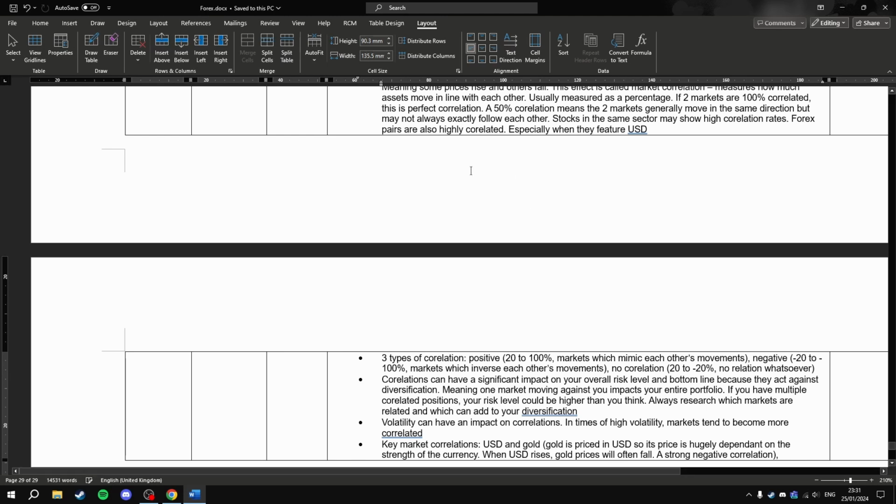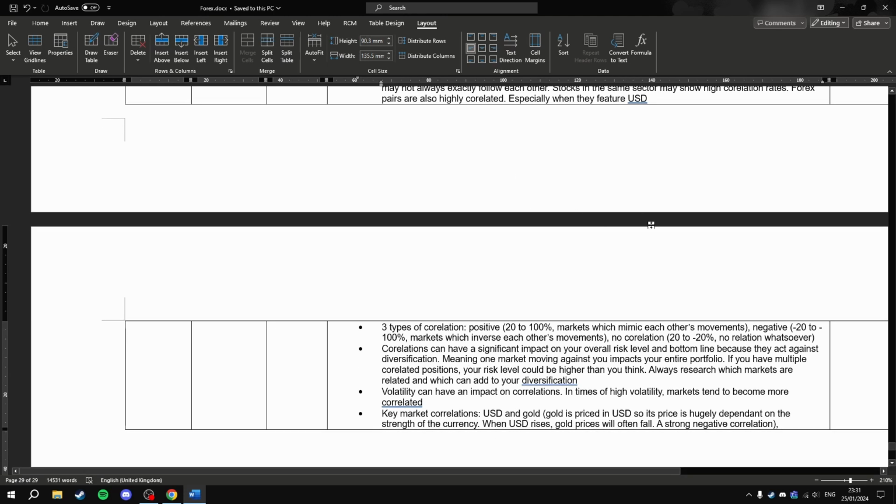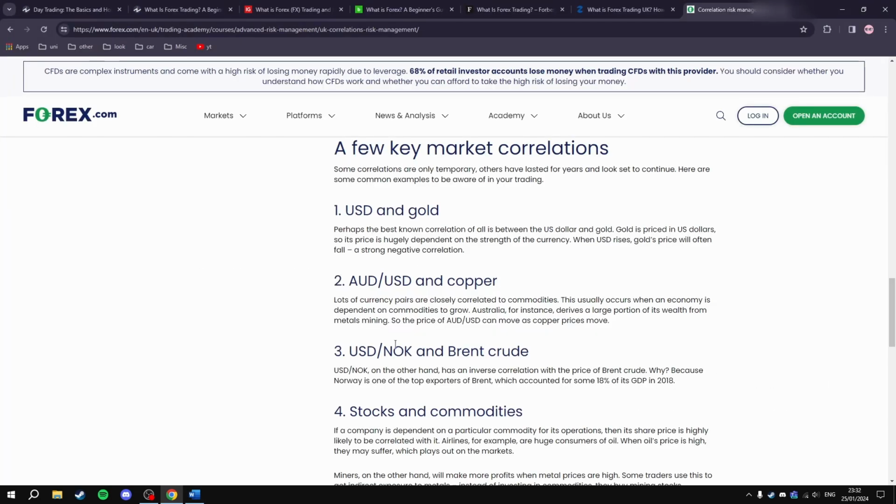Is that why, I think in the earlier courses, they were saying that when the economy is bad, people will often buy gold instead of others? Because if the economy is bad, then I'm assuming the strength of USD is going to be affected, so it might fall. Therefore, if it's a strong negative correlation, then gold prices will rise. Hence why they buy gold at that time.